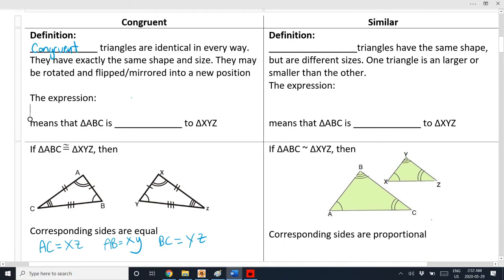So the way we'd write this is that triangle ABC is equal, and there's this little symbol that we're going to write on top, which means congruent, to triangle XYZ. This means that triangle ABC is congruent to triangle XYZ.